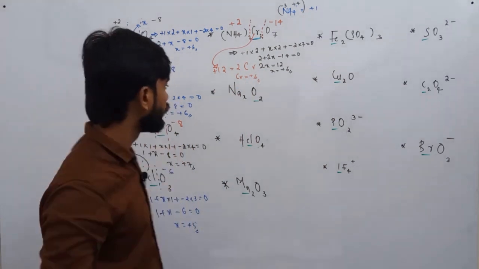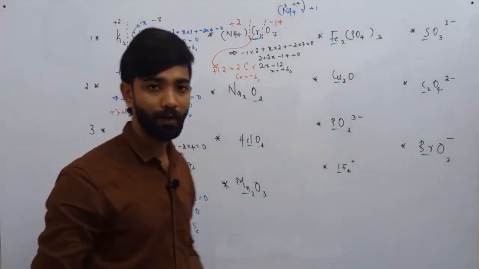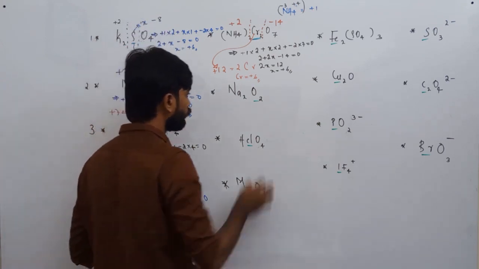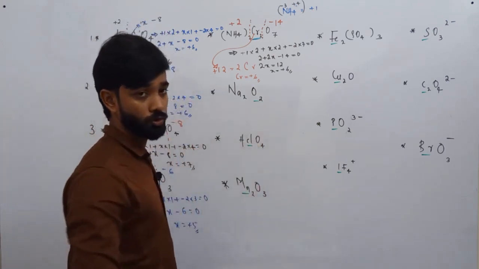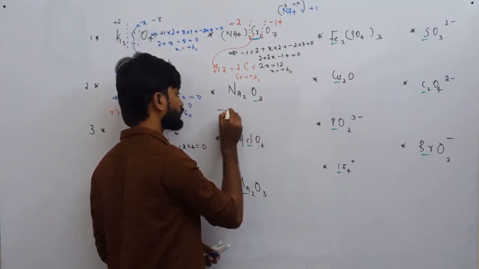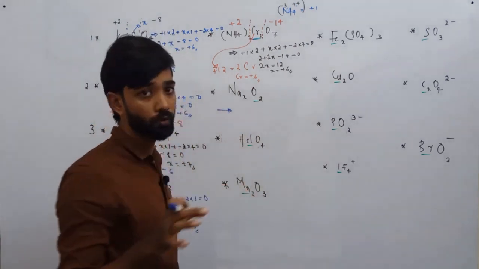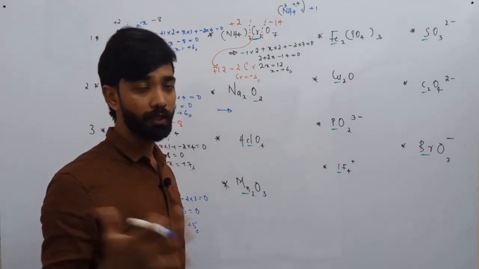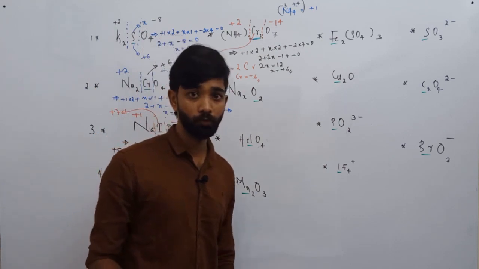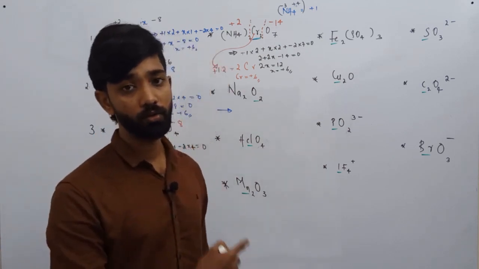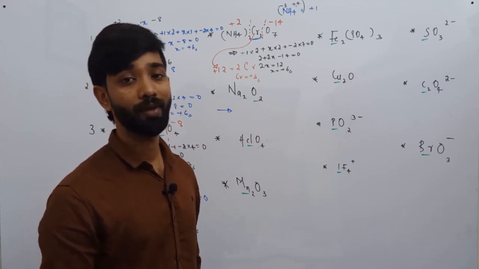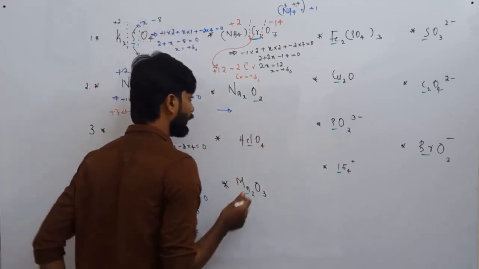The next is sodium peroxide, Na2O2. Well, the underlined element is oxygen. It's not sodium. Fine. So you're asked to find the oxidation state of oxygen. So it is not equal to minus 2. It may be any number other than minus 2. Minus 2 is the common oxidation state of oxygen, if you know that. And here you are asked to find the oxidation state of oxygen, so it won't be minus 2. It may be any other value.